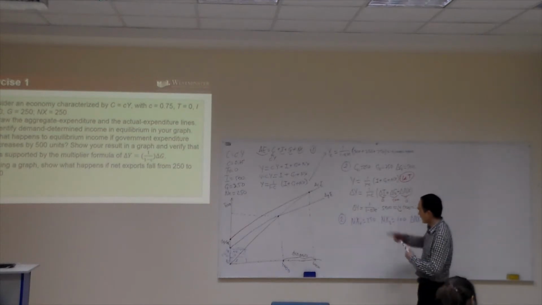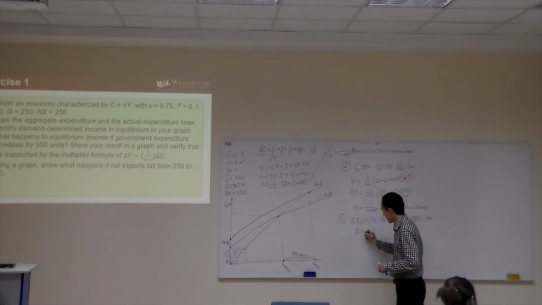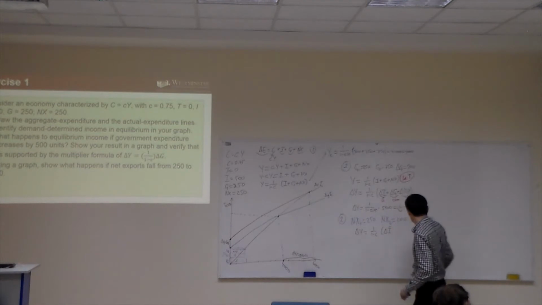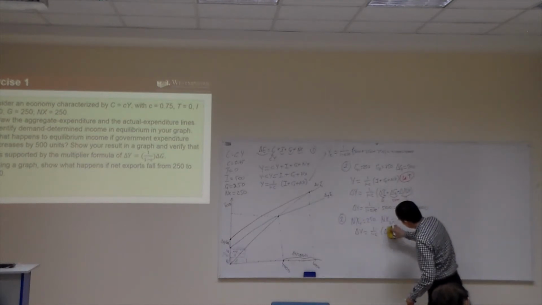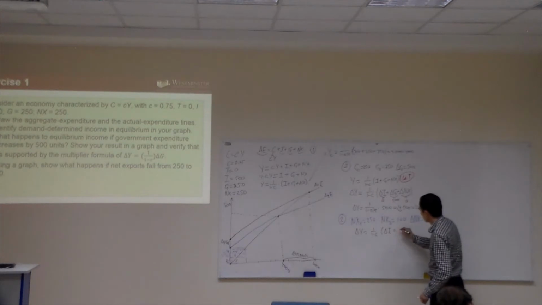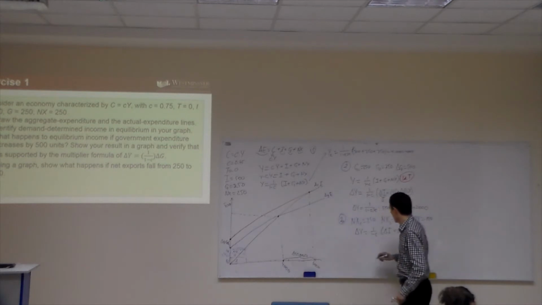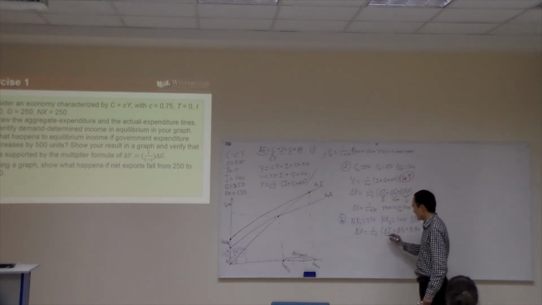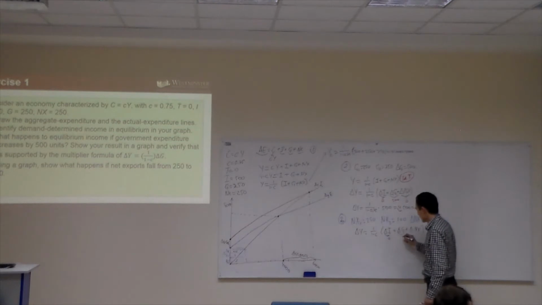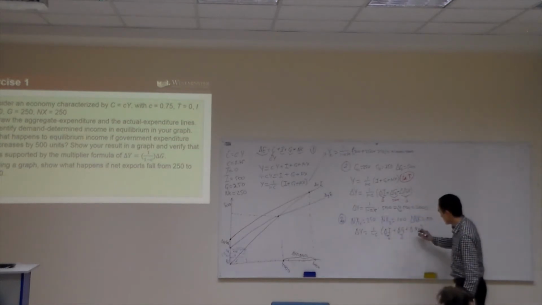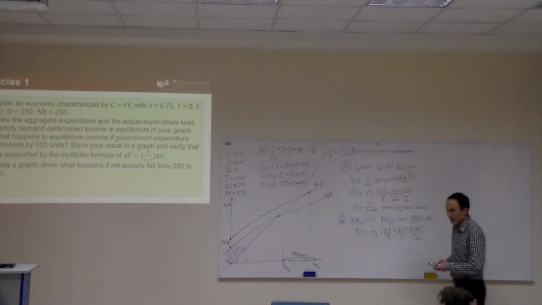So now you can write again this equation. So change in y is equal to 1 over 1 minus c times change in investment plus change in government spending plus change in net export. According to this third question, there is no change in investment, right? And there is no change in government spending. But there is change in net export, which is negative, minus 150. So now you can easily find it.